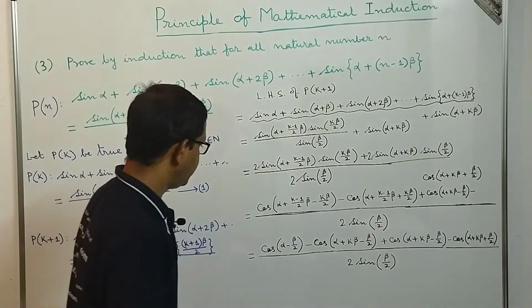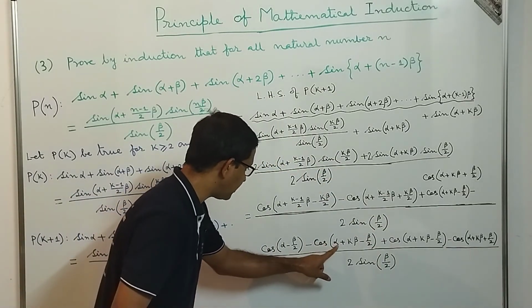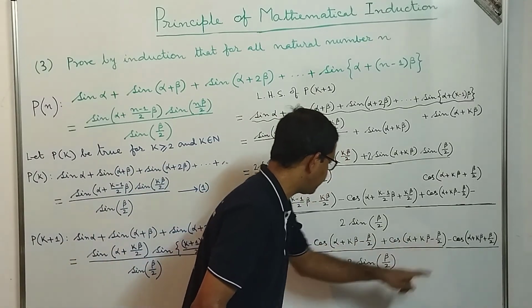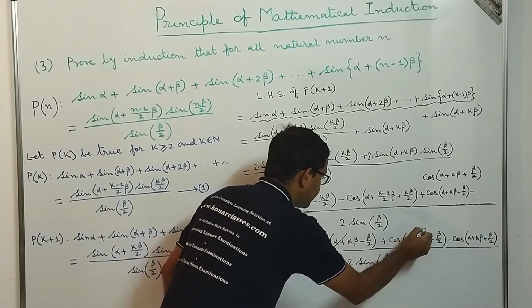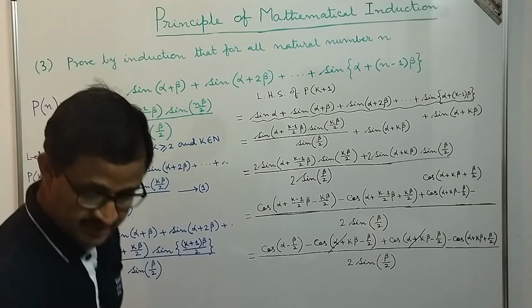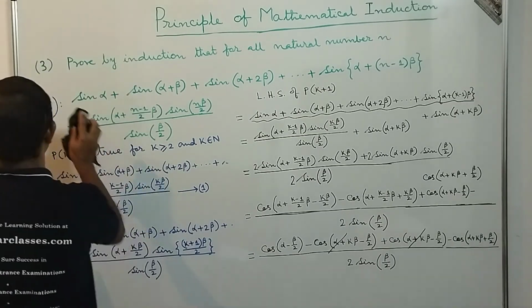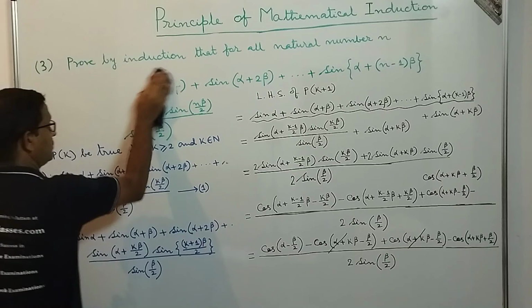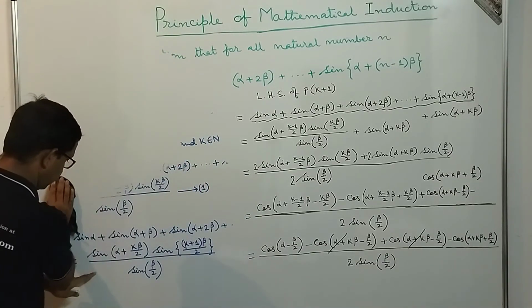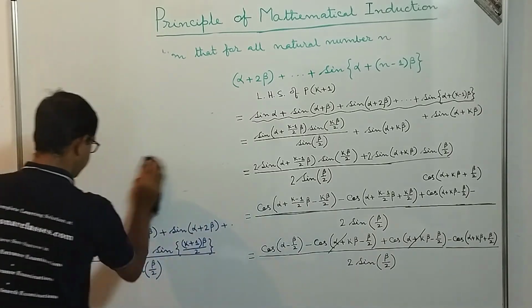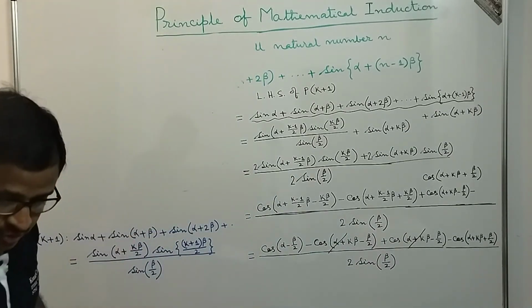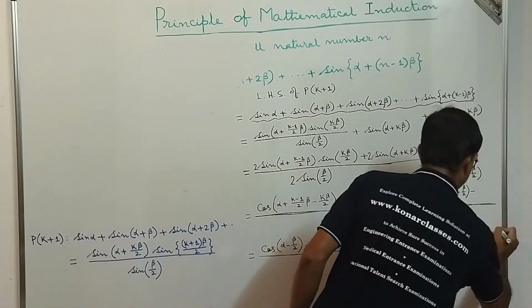Okay. Now dear students, minus cos alpha plus k beta minus beta by 2 and cos of alpha plus k beta minus beta by 2, these two will get cancelled. Then what are we left with? So let us do it here. So we need to prove this one. Then let us return to this part and let us prove from here.